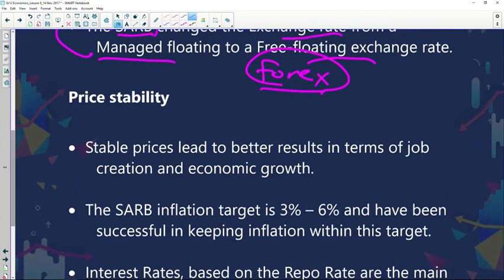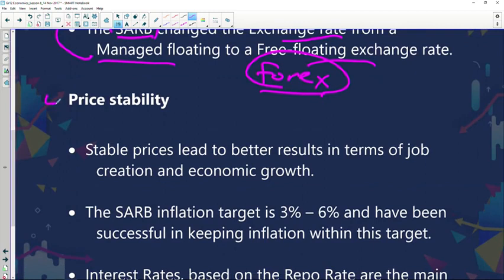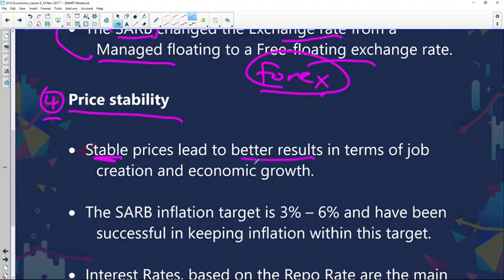And now we're going to move on to point number 4, and we're looking at price stability. Remember, when we do economics, we like things to be stable, but they're not always stable. Hence we need to have measures in place to respond to markets when they decide not to be stable. Stable prices lead to better results in terms of job creation and economic growth.